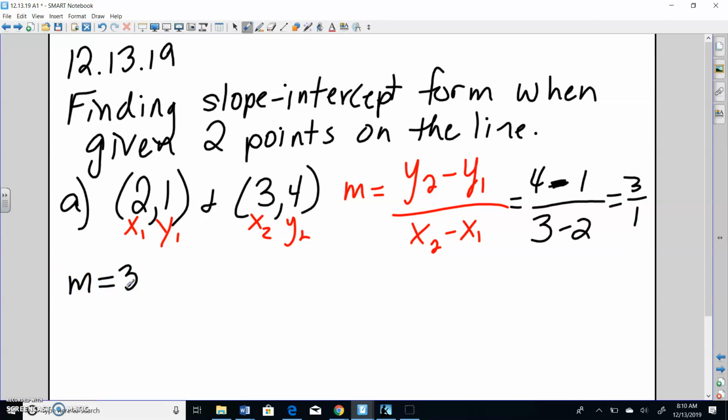And now to find the equation, I just need a point on the line. So which point do I want to use, Hadley? Which point? (3, 4). Okay.